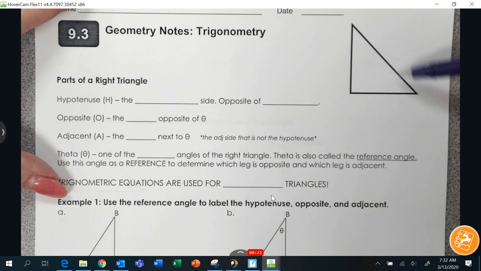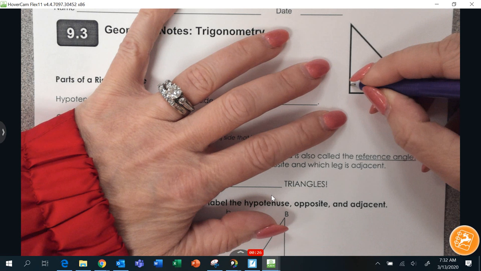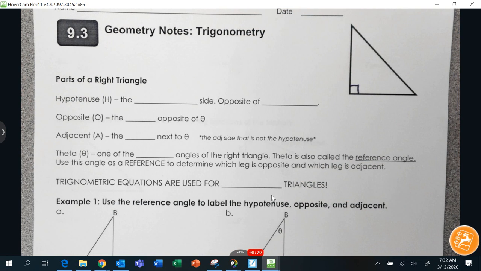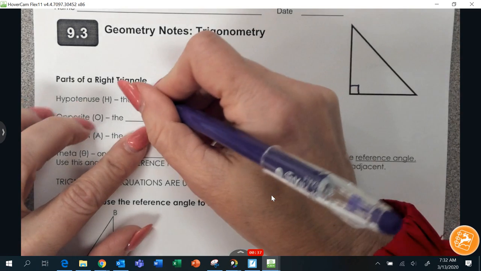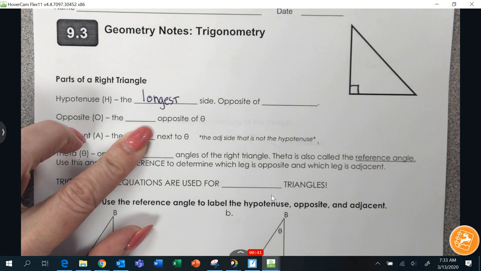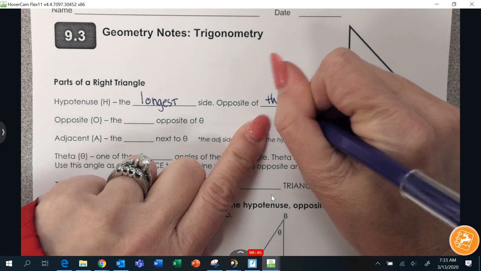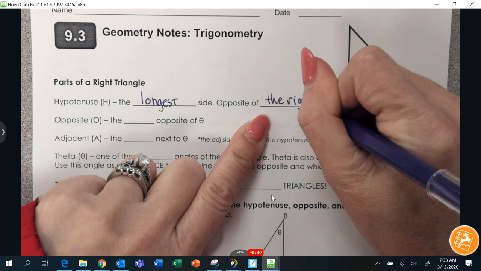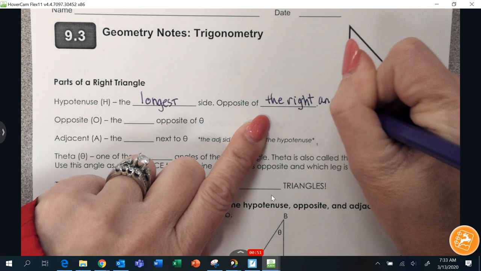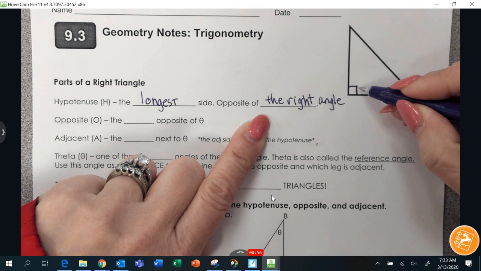So we have a right triangle right here. A right triangle has one 90-degree angle in it, so I'll go ahead and mark it as 90 degrees. In this right triangle, one of the sides is called the hypotenuse. It's the longest side. The hypotenuse is opposite of the right angle. So when I look at my picture here, the right angle doesn't touch the hypotenuse.